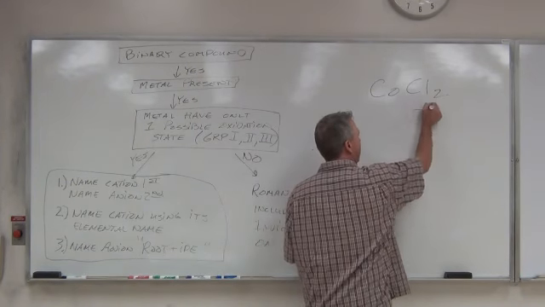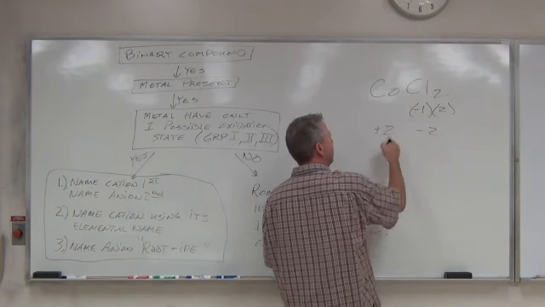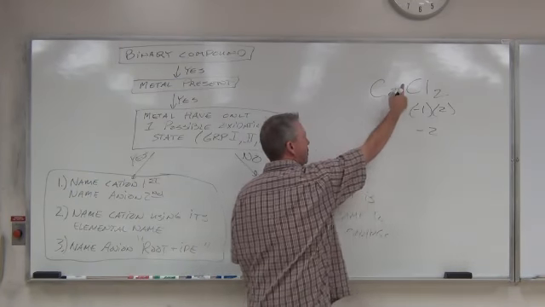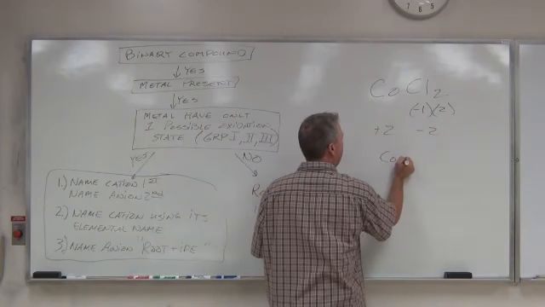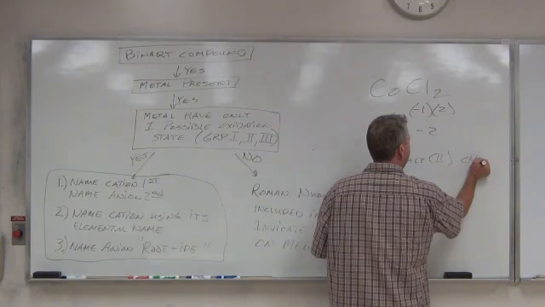Chloride is -1. I have 2 of them, -2. This must be +2. The formula shows only 1 cobalt. This is cobalt 2 chloride.